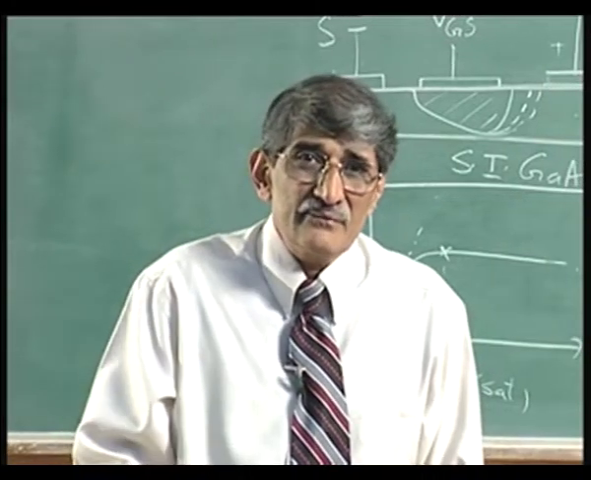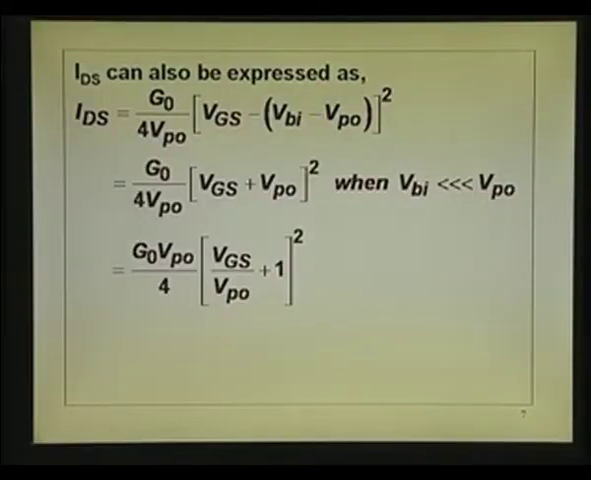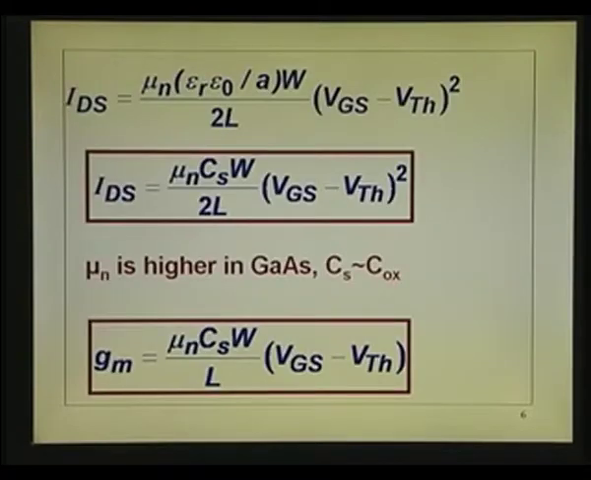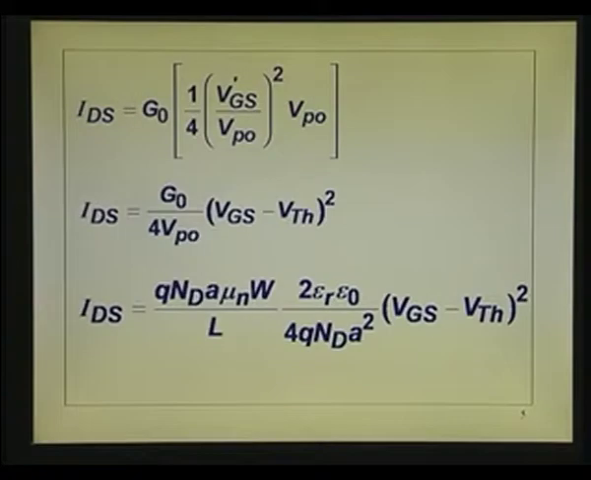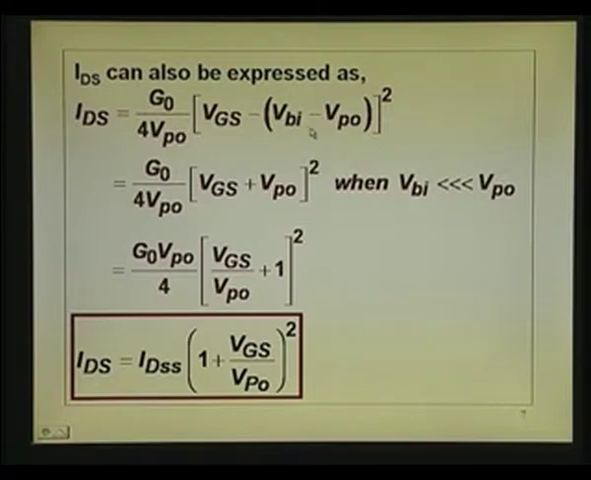Under what conditions does it become that equation? The equation that we had just now was, let me go back to it once to make sure that what we are doing is right. This is the equation that we wrote, which we simplified and put as mu n C S W by 2L into (VGS minus V threshold) whole square. I am substituting back for V threshold, VBI minus Vp0.